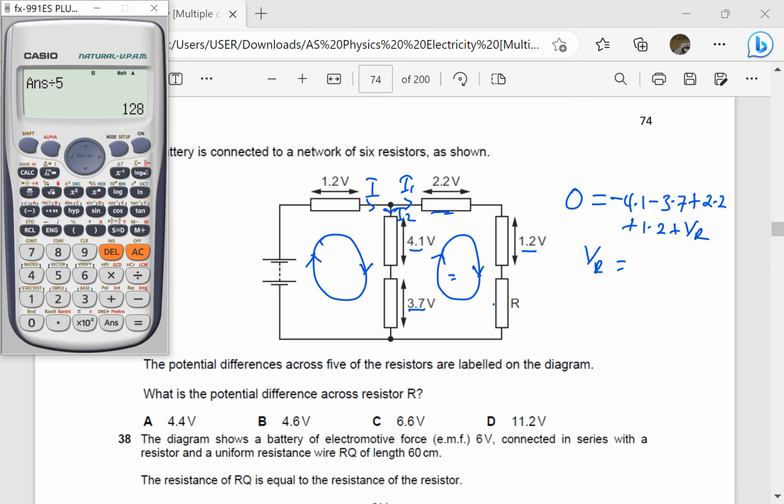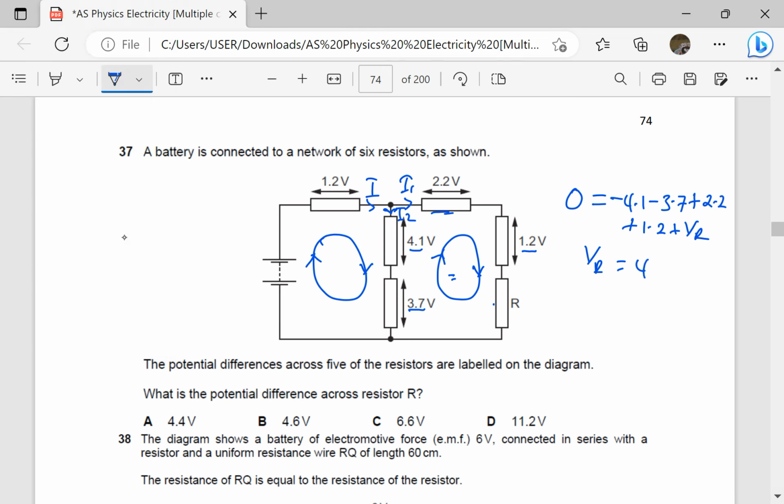So I'll just pull out my calculator to be very careful. So I have negative 4.1 minus 3.7 plus 2.2 plus 1.2. That gives us negative 4.4. The negative just shows that I chose the wrong direction of the loop. So this is going to be 4.4 volts. So our answer is automatically going to be A.